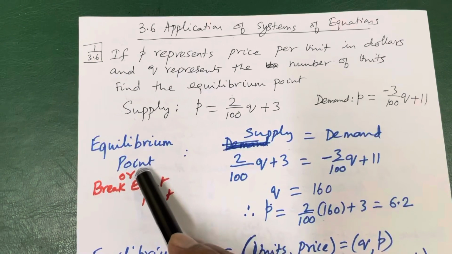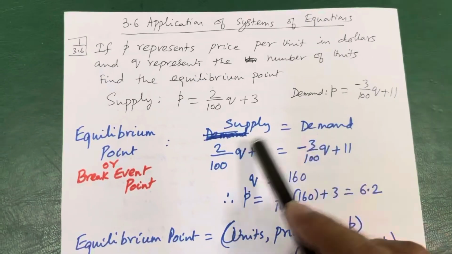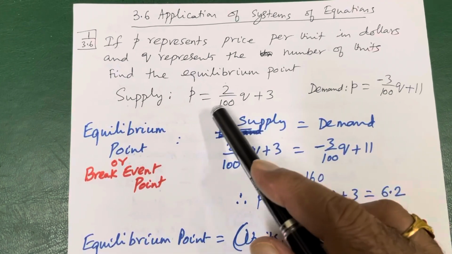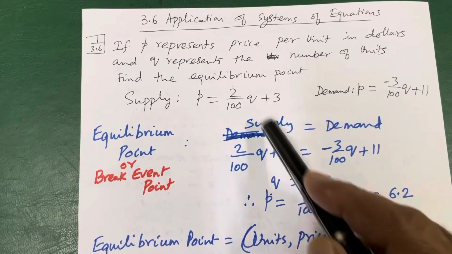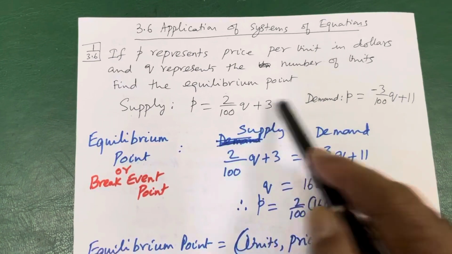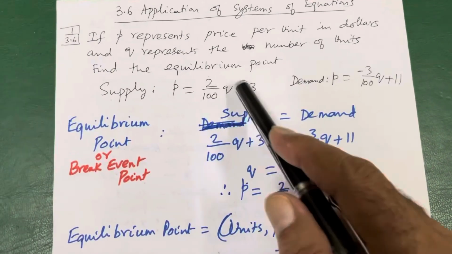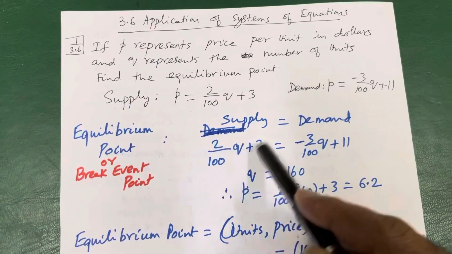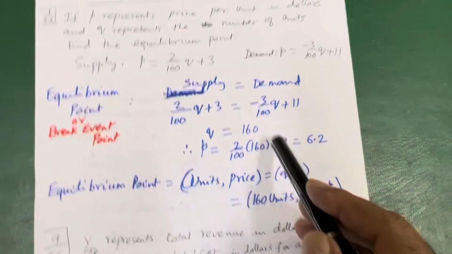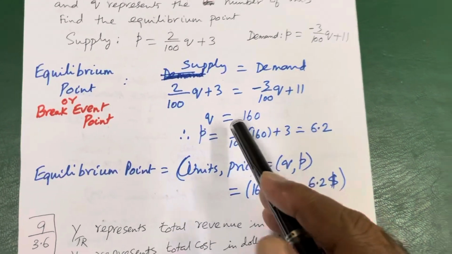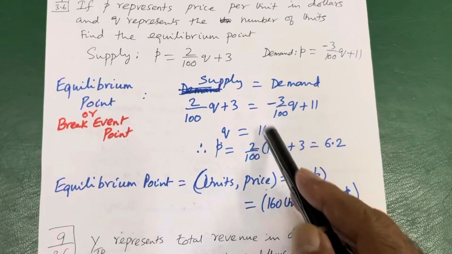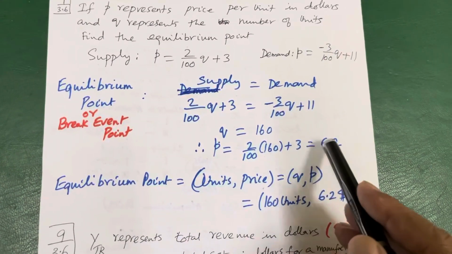What do you mean by equilibrium point? Supply is equal to demand or demand is equal to supply. Either way you can say that. So supply is P is equal to 2 over 100 Q plus 3. The same P is here also, because P's are equal, the Q's must be equal. Demand is equal to minus 3 over 100 Q plus 11. Use calculator appropriately. You get Q is equal to 160. This 160 you put here or here, you get P is equal to 6.2.